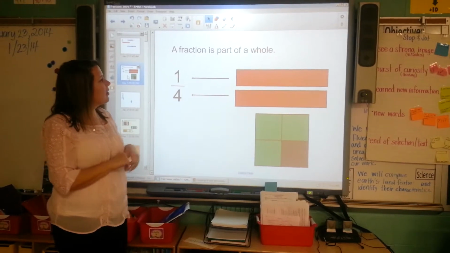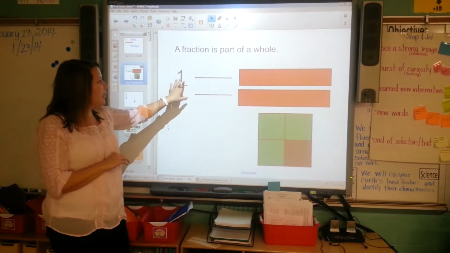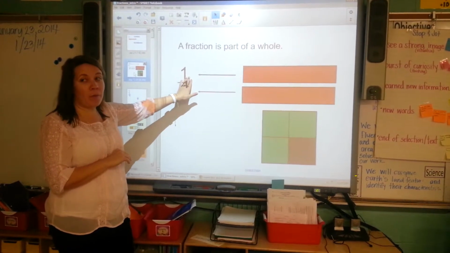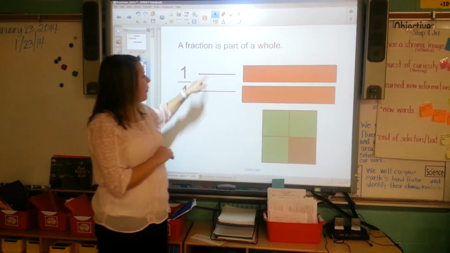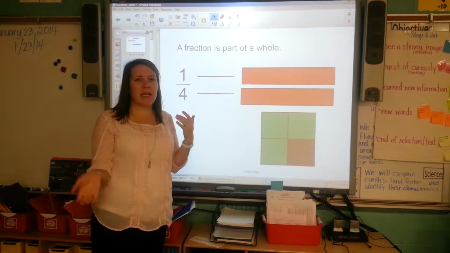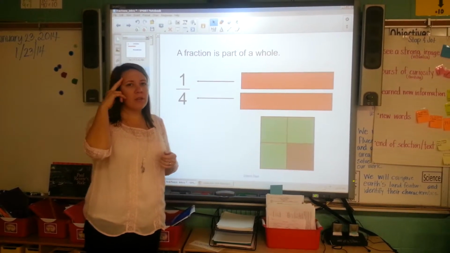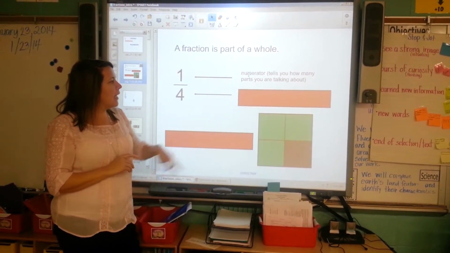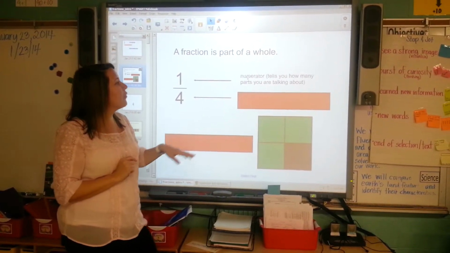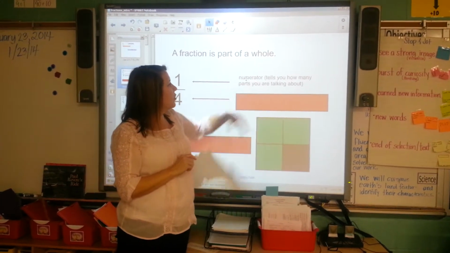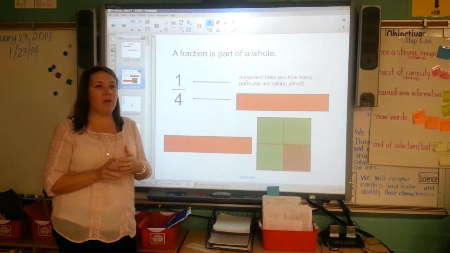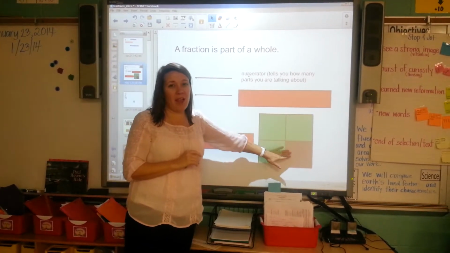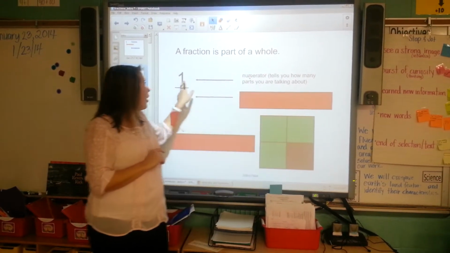So let's look at these arrows. They want us to name the parts of these fractions. So looking at this, the arrow's pointing to the 1. What is that number? Is that the numerator or the denominator? Think about my clues. Good. If you said numerator, you are right. Here's the definition that we will be using for numerator. The numerator tells you how many parts you are talking about. So right now we're talking about one part. Here's the picture to represent that. This is the one part.